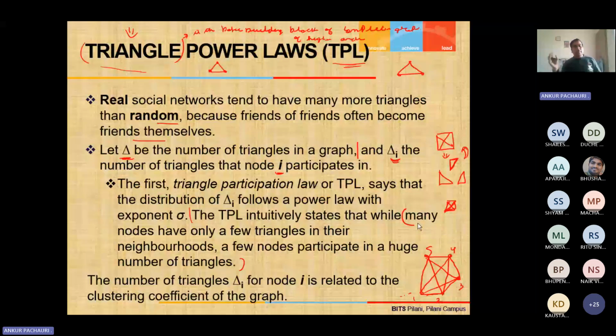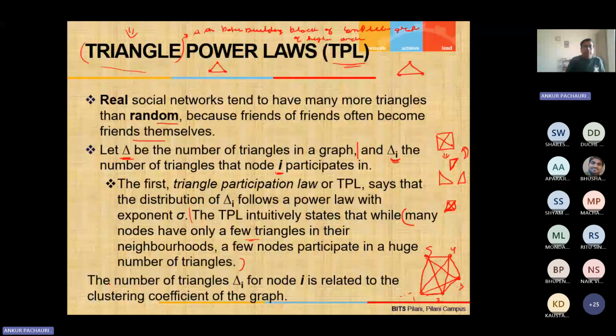So suppose there are 100 nodes which are participating in 10 to the power 5 or 10 to the power 6 number of triangles. And there are a large number of nodes who participate in fewer triangles. Similar to in-degree and out-degree, the degree and number of web pages. So the number of triangles delta I for a node I is related to the cluster. Okay, fine. I'll explain this later on.